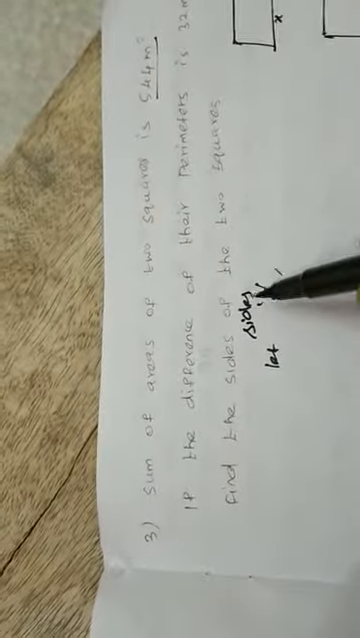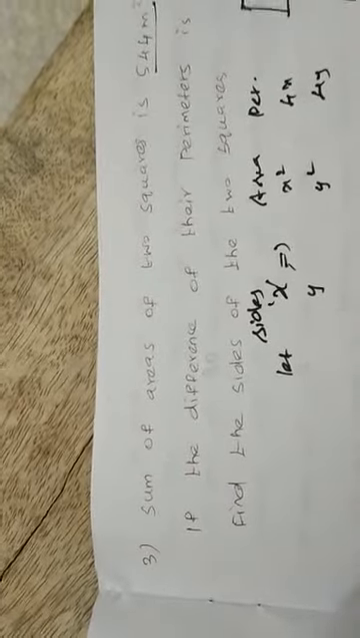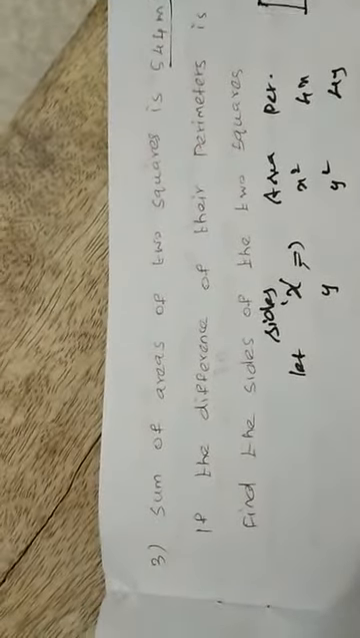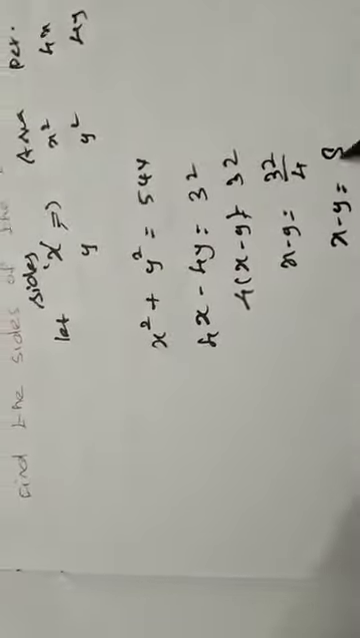Given the sum of the areas and the difference of their perimeters. The area of the first one is x squared, and here y squared. The perimeter is 4x, and here 4y. Given the sum of the areas, x squared plus y squared equals 544. And the difference of the perimeters, 4x minus 4y, equals 32. We need to solve this. So 4 into x minus y equals 32, so x minus y equals 32 divided by 4, so x minus y equals 8.